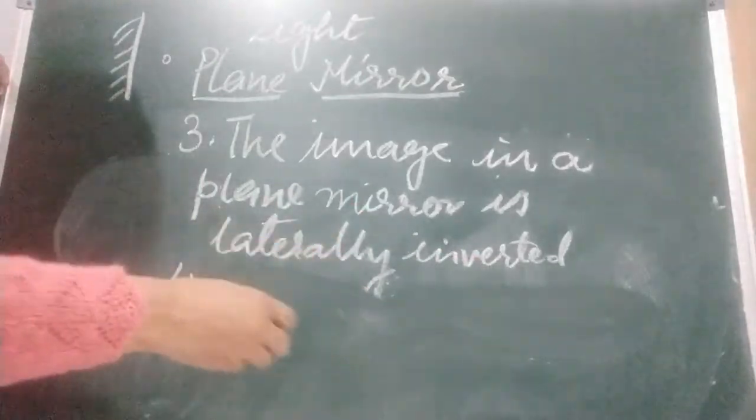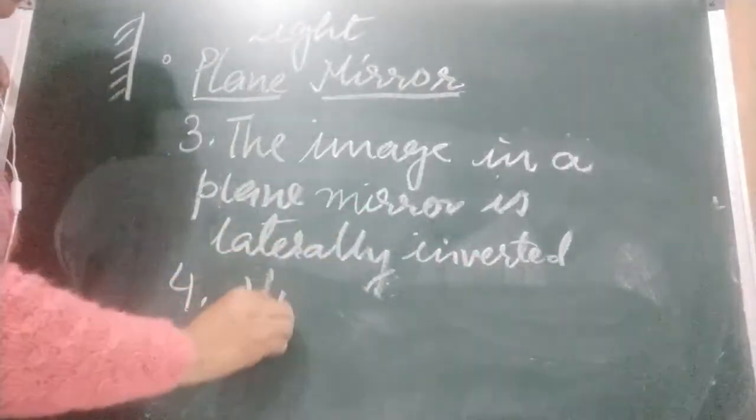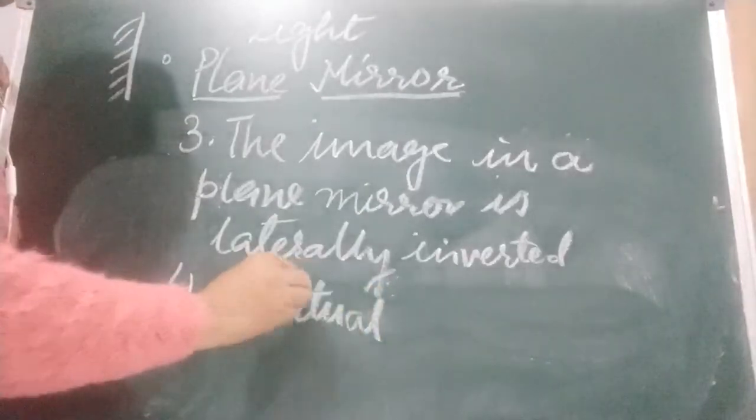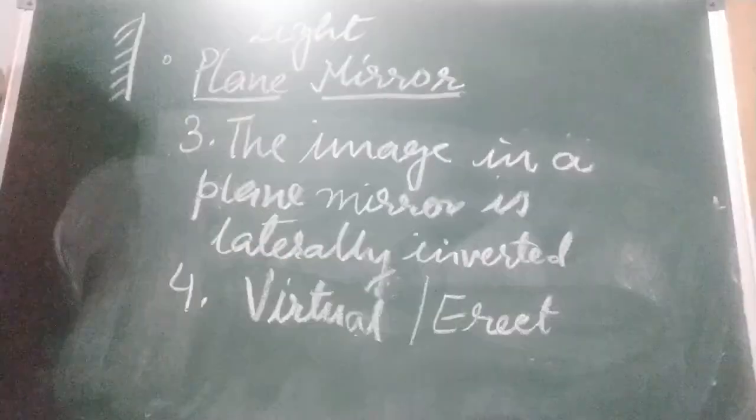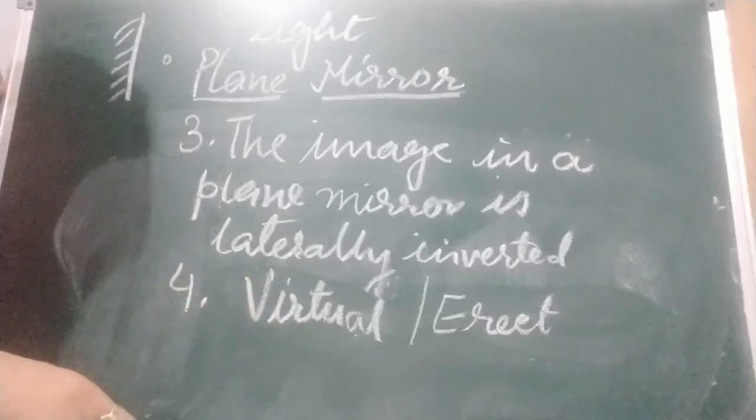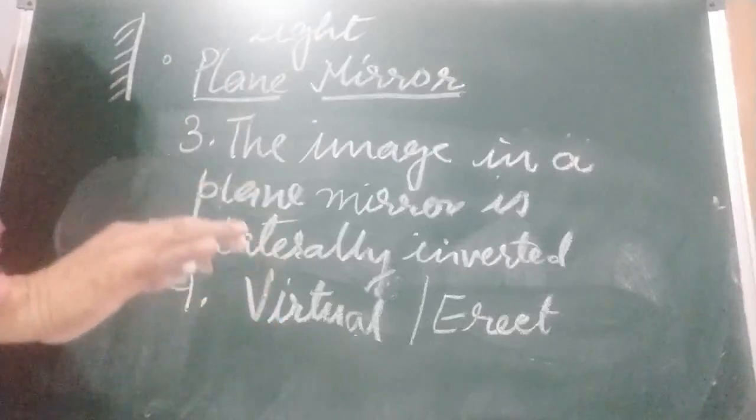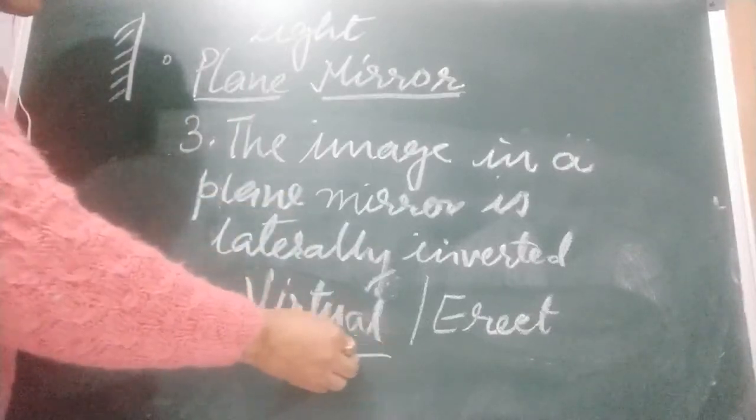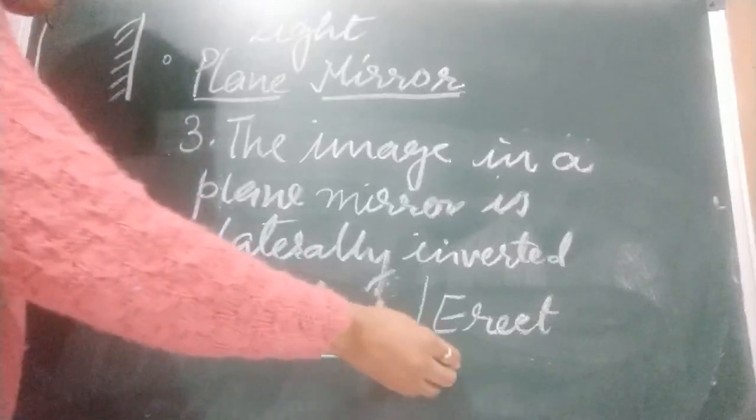So such an image is called a virtual image. Children, I was telling you the image which is formed by the mirror is formed behind the mirror. So such an image is called a virtual image, and a virtual image is always erect.